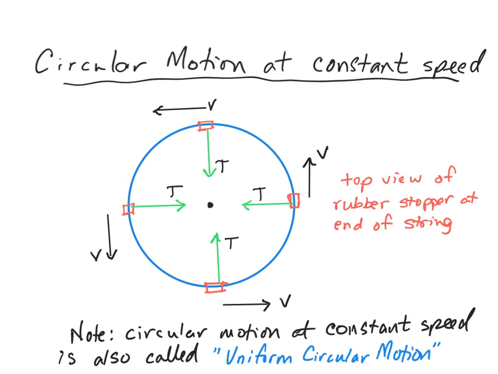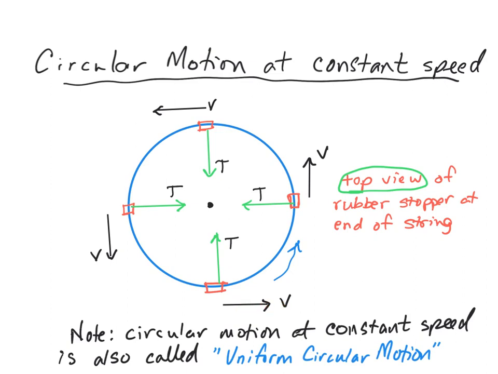What I want to focus on is this top view of the stopper going around in a circle, so you're looking down on the top of it. If you notice here, every instant, here's the velocity pointing tangentially to the path. The path is going around this way, so it's rotating in that direction, which would be counterclockwise. And you can see the velocity is always tangent to the path at any moment.